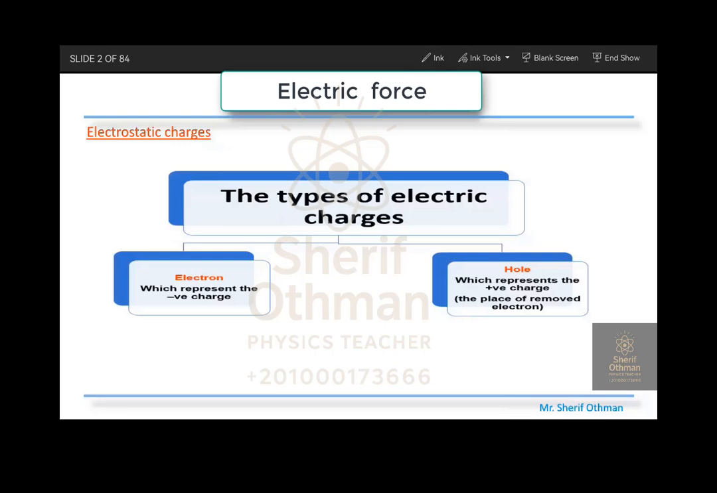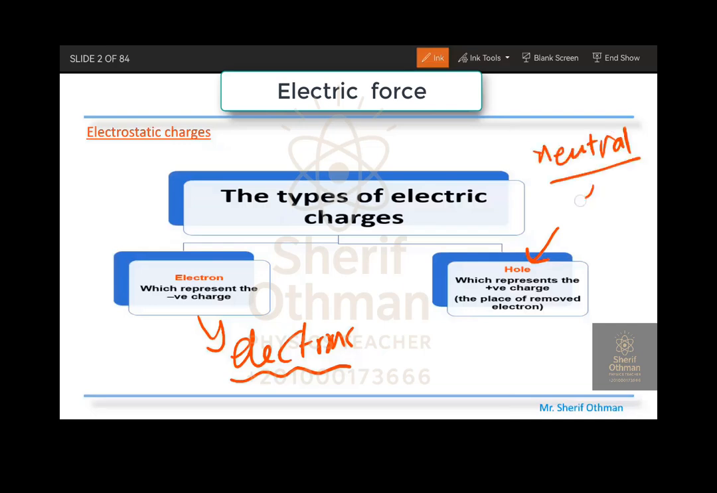We have two types of electric charge, guys. One of them is negative and the other one is positive. The negative one is the electron itself. So the electron charge is negative, while the positive one is called hole, which is the place of the removed electron. Any object we have in this world, guys, is neutral. But when removing one of the charges, this object changes into a charged object.